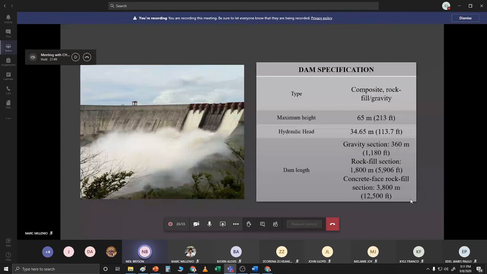And then specification po. Type of dam is composite and rockfill gravity. Ang height po niya ay 65 meters. Then hydraulic head, which is 34.65 meters. Then dam length po, yung gravity section ay 360 meters. Yung rockfill section niya po ay 1,800 meters. Then concrete face rockfill section, 3,800. Next.